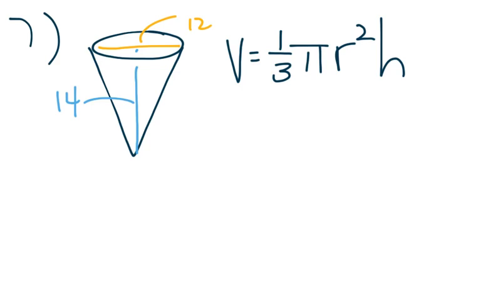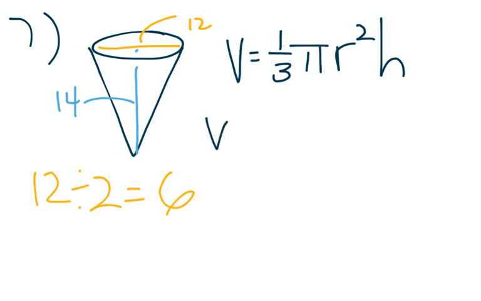Okay, number 7. Find the volume of the cone. Use the formula V equals 1/3 pi r squared h. So we know that the height is 14. We know that the diameter is 12. So in order to find the radius, we are going to divide the diameter by 2, and that means the radius is 6. So now we can plug these in.